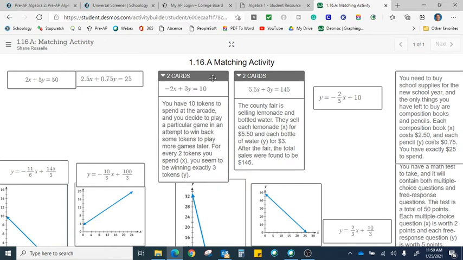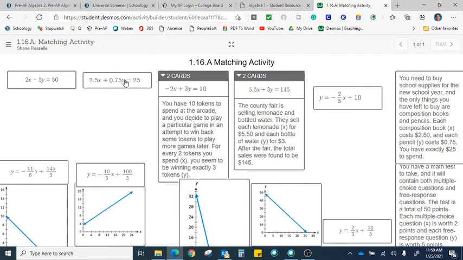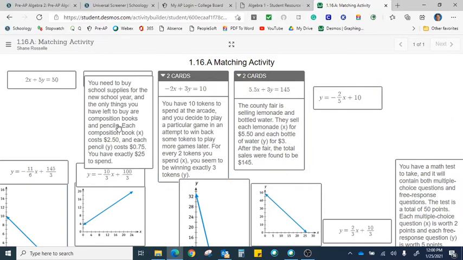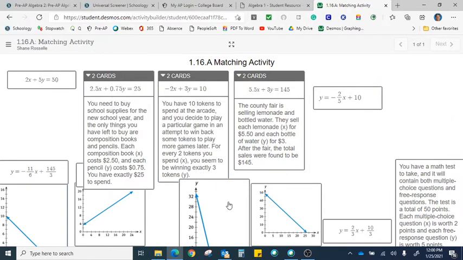All right, so now I've set up those two. So we have a toss-up right here. Which one is it? For the most part, I'm just looking for patterns in numbers. So I got each composition book costs $2.5, and each pencil costs 75 cents. So 2.5, 75 cents, $25 is how much we have. There we go. We match it up. Okay.